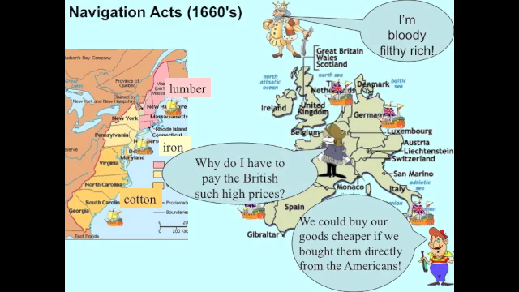Eventually what happens is Great Britain becomes incredibly wealthy, and people throughout England and throughout the world figure that they could get their goods a lot cheaper if they buy them directly from the Americans. So instead of buying lumber or furniture from England, Italy could now just buy it straight from Massachusetts, or iron from Pennsylvania, or cotton from Virginia. So they would avoid paying the British high prices that included that tax in there.